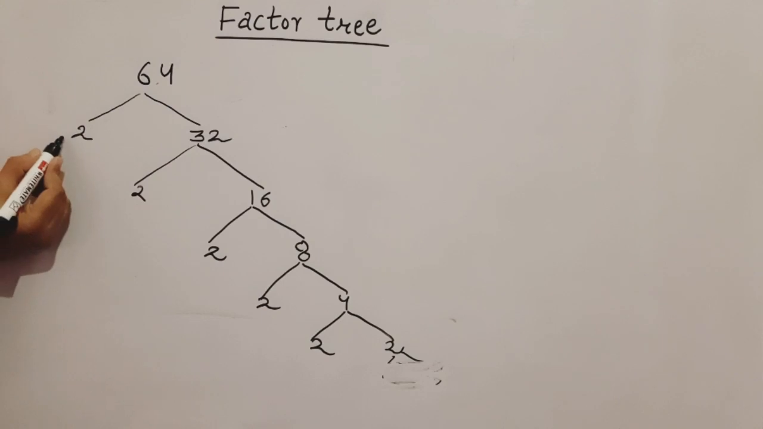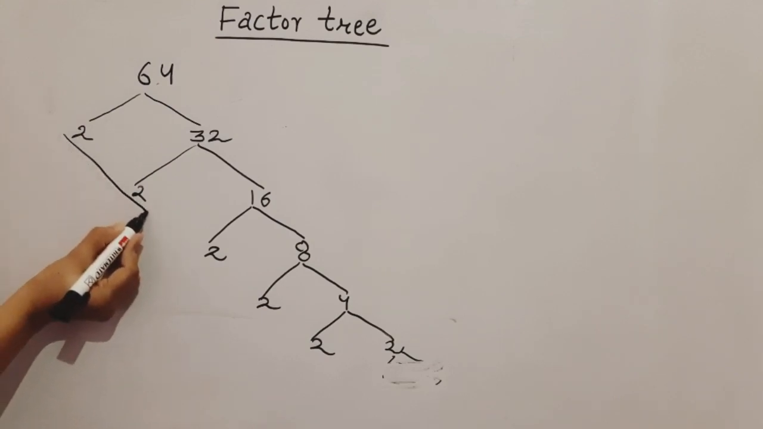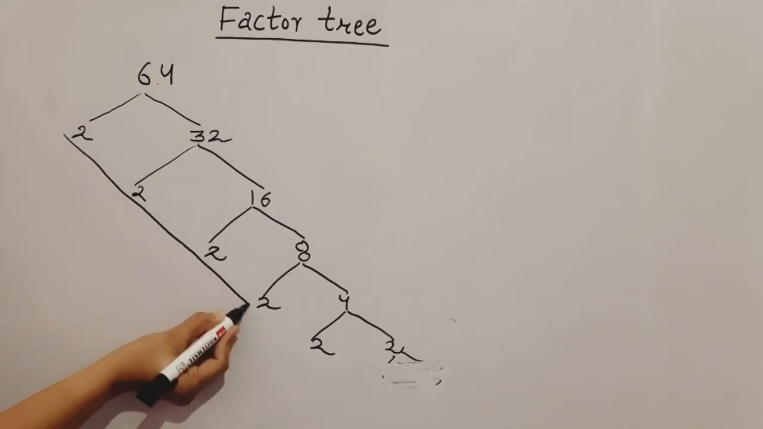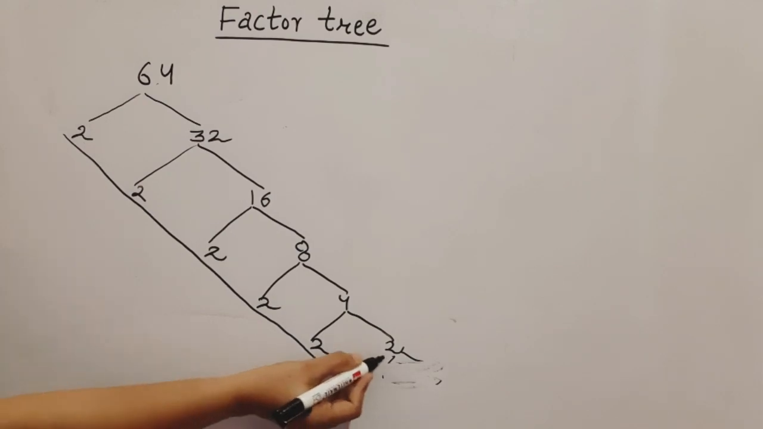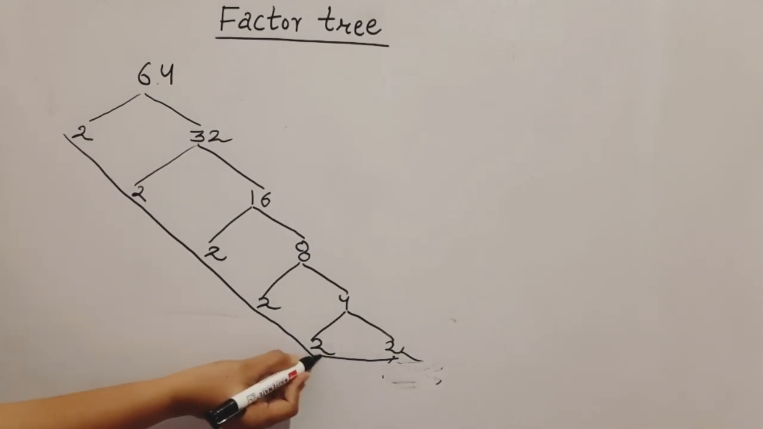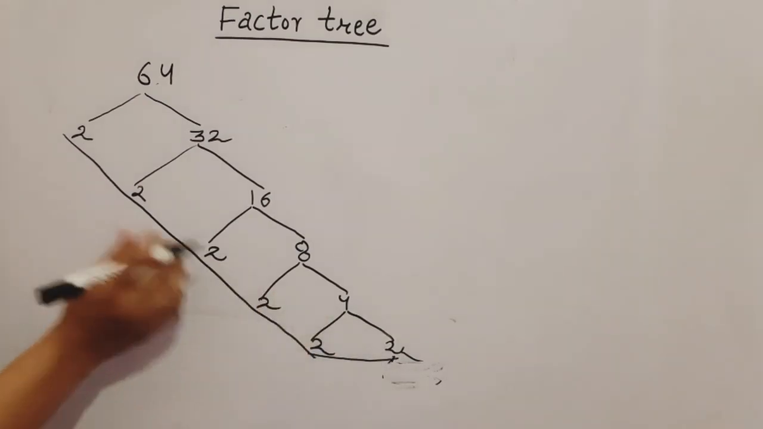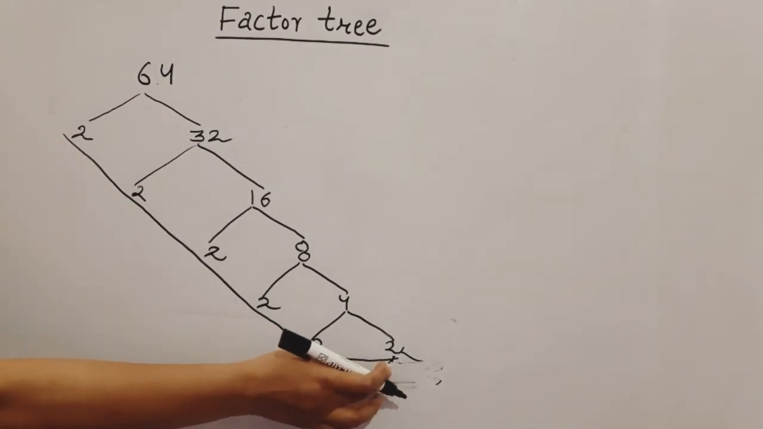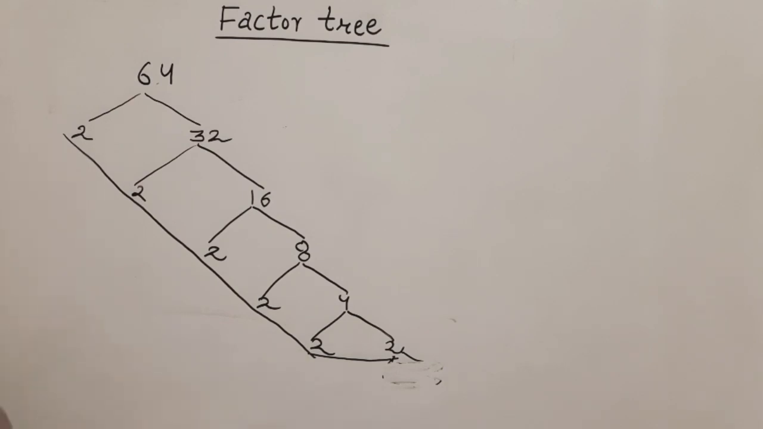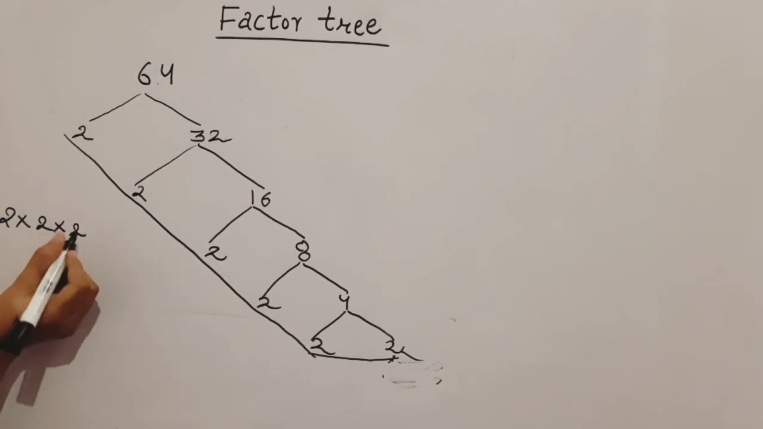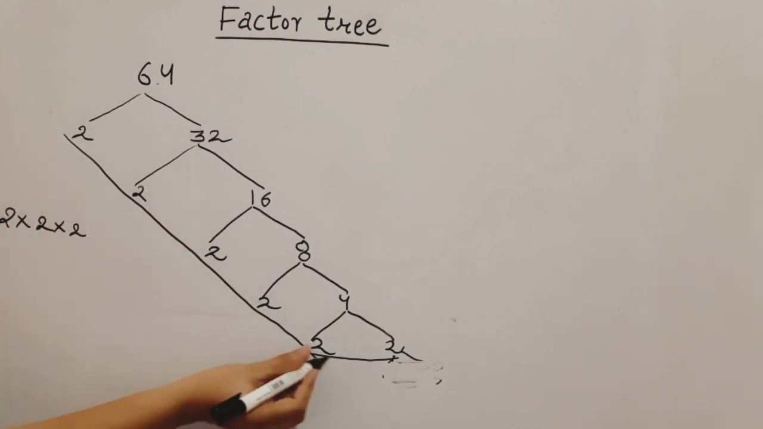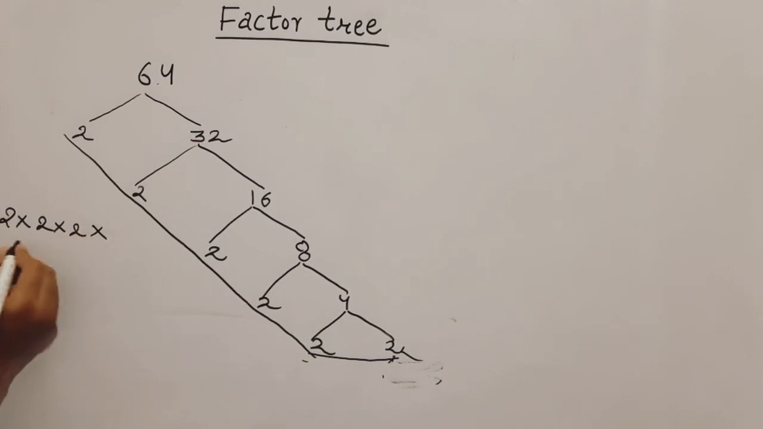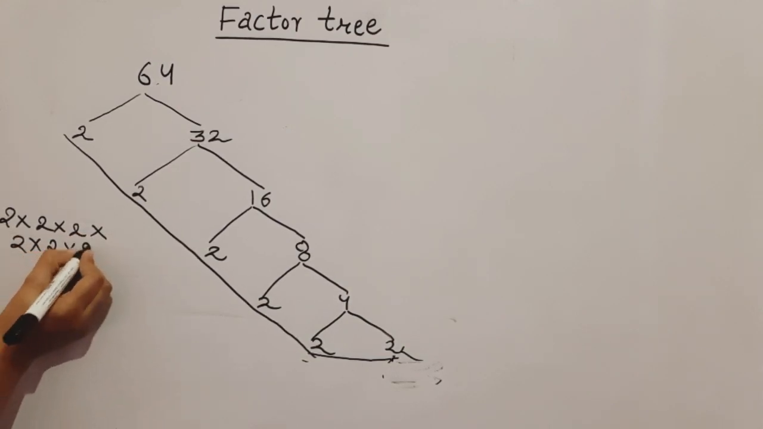Now when we write the prime factorization, we have to write like this. All the numbers written on the left side plus the number which came at the last on the right side. So the prime factorization of 64 will be 2 multiplied by 2 multiplied by 2 multiplied by 2 multiplied by 2 multiplied by 2.